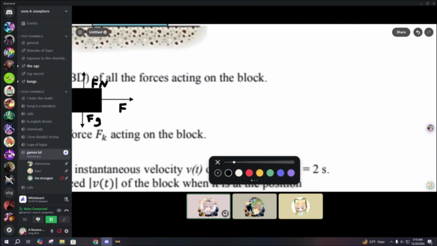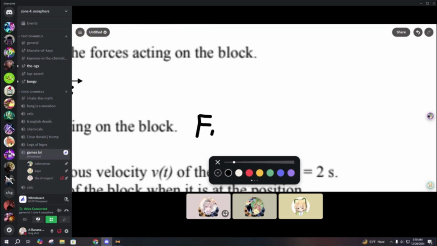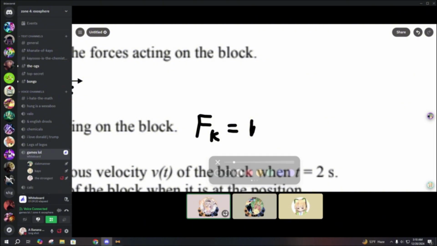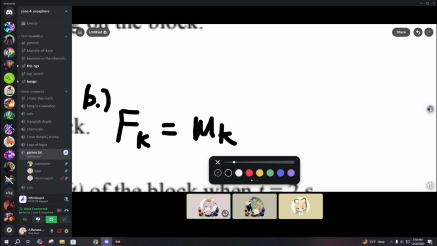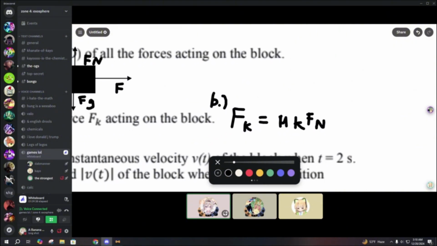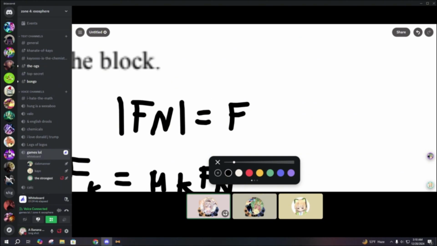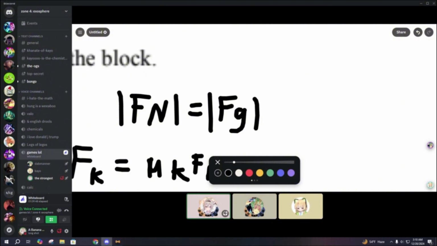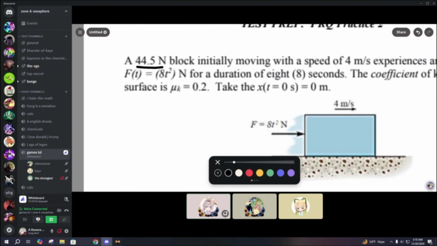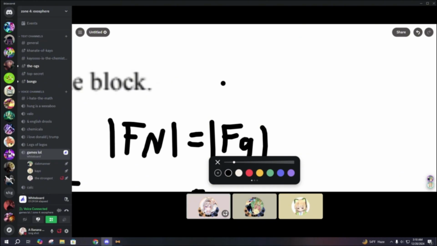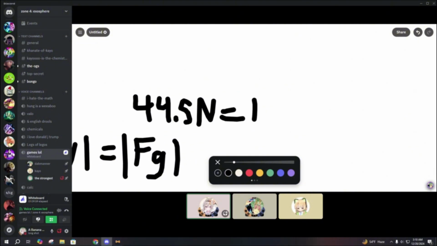And now I calculate the kinetic friction force. Fk is equal to μk times Fn, right? Well, what's Fn? Well, the magnitude of Fn, because it's on a flat, horizontal surface, parallel, not a ramp or anything, is equal to Fg. Right? So that's 44.5 newtons, as the problem gives us. That's going to be equal to Fn.